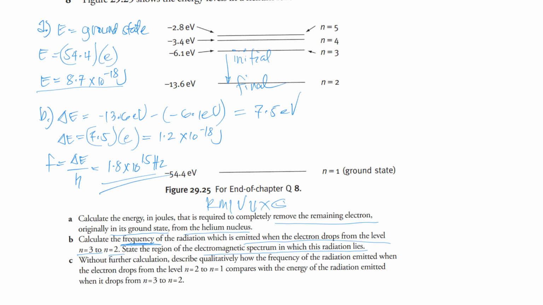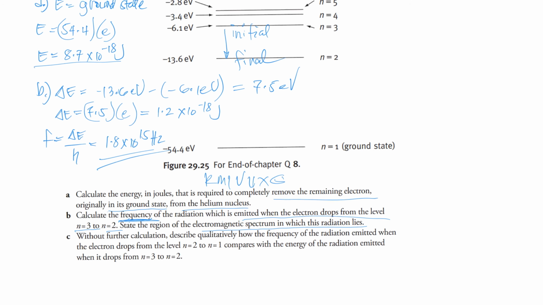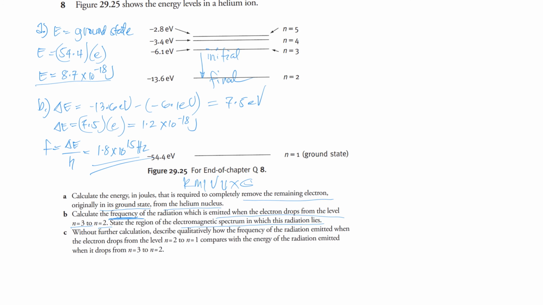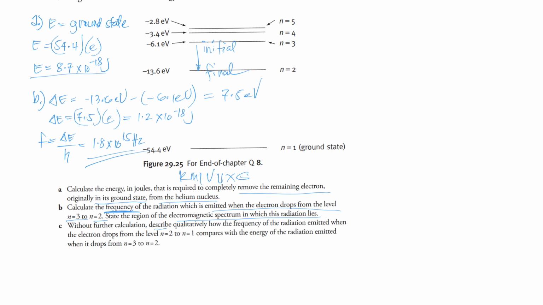Let's go to C. For letter C, maybe the answer is in this area here. Without further calculation, describe qualitatively how the frequency of radiation emitted when an electron drops from n2 to n1 compares with the drop from n3 to n2. So the other one is n2 to n1. So now we can actually explain here. You can say that is letter C.